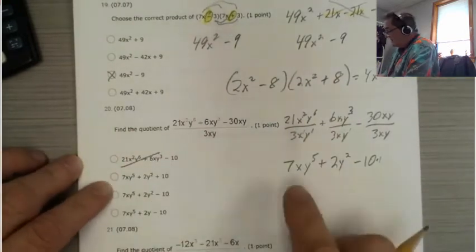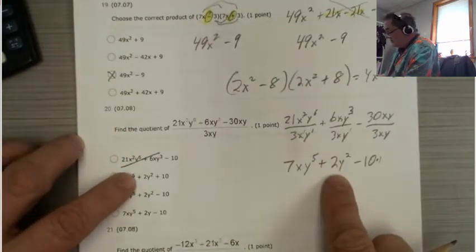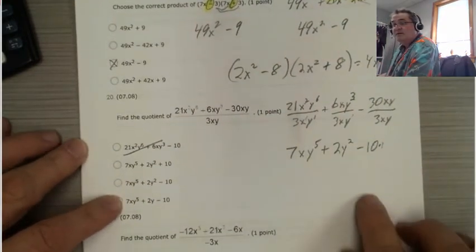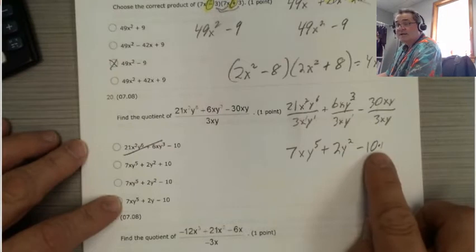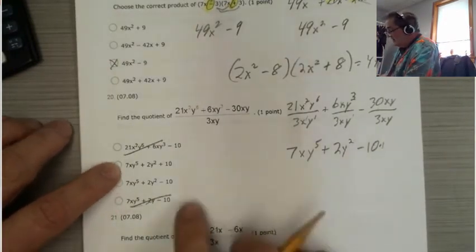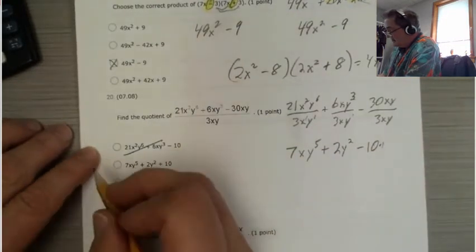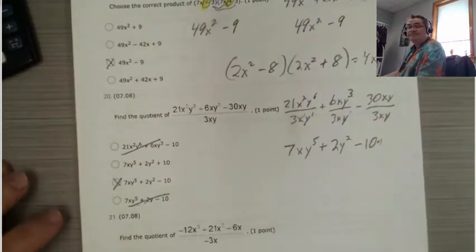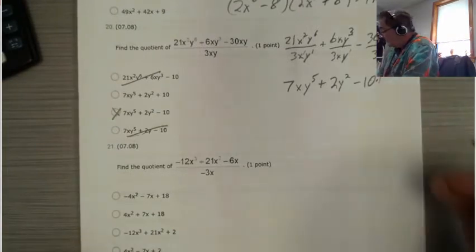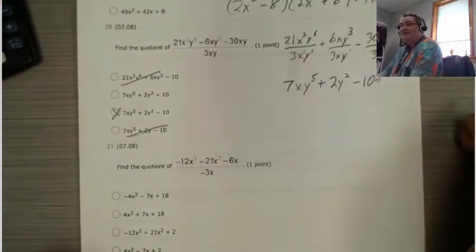So we have 7xy to the 5th plus 2y squared. Oh, this one doesn't have a square, that's just 2y. Minus 10. Okay, right there. That times 1 didn't change anything. Negative 10 times 1 is just negative 10.